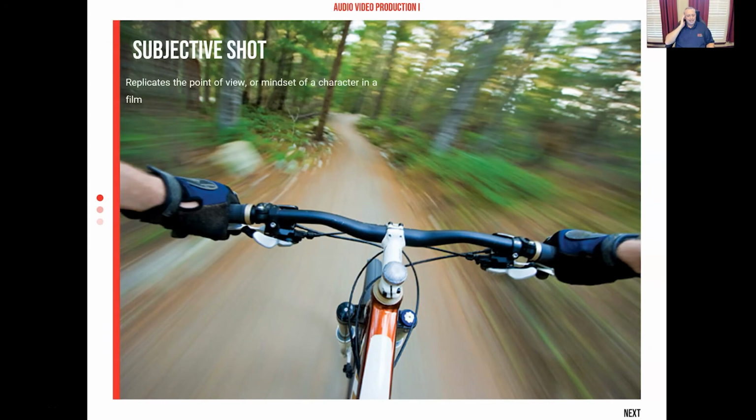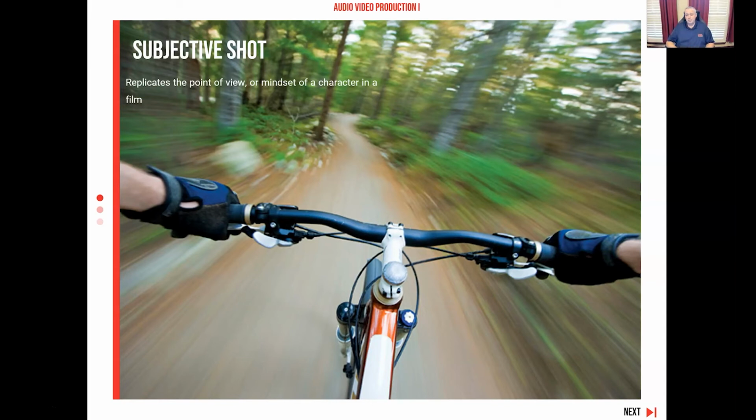This is what we call a subjective shot. Oftentimes, this is also called a POV. And if you have a GoPro, you might be calling this a POV shot a lot. I actually like to call it POV more than I like to call it the subjective shot. But it's basically the subject's point of view. That's why it's called the subjective shot.